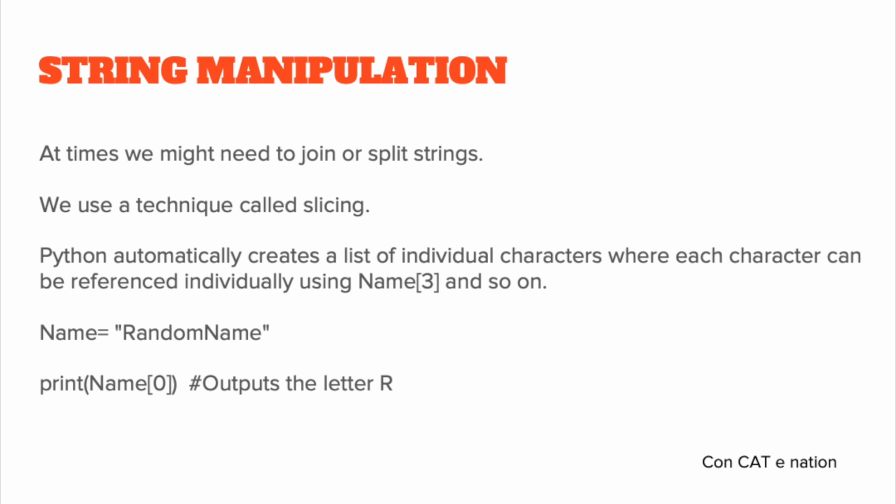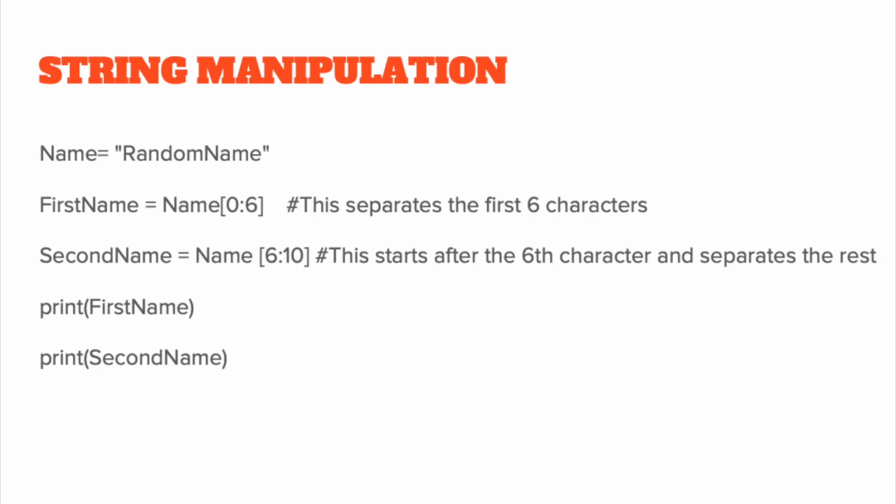On screen you see an example. I'm going to assign random name to a variable called name, and then I'm going to say print name square bracket 0, and that's going to print the first character out, which is R. What if we wanted more characters?